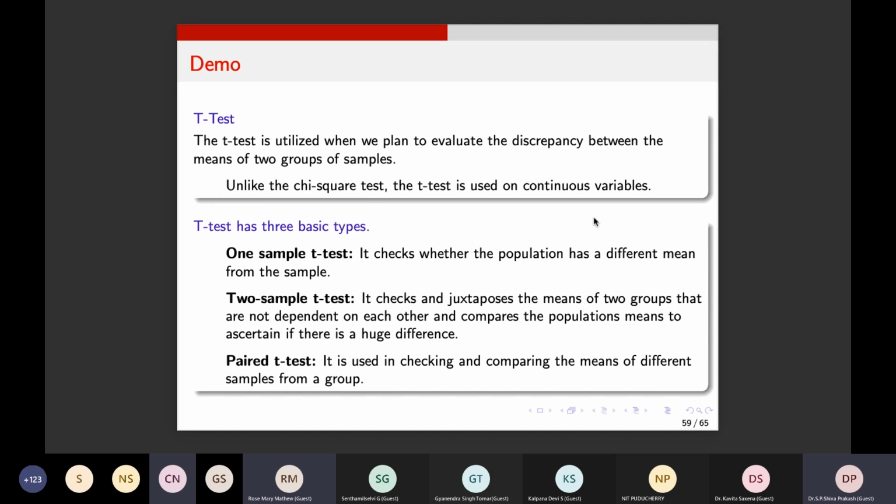Okay. In a one sample t-test, it checks whether the population has a different mean from the sample. In a two sample t-test, it juxtaposes the means of two groups that are not dependent on each other and compares the population means to ascertain if there is a huge difference. And the paired t-test is used in checking and comparing the means of different samples from a group, right?